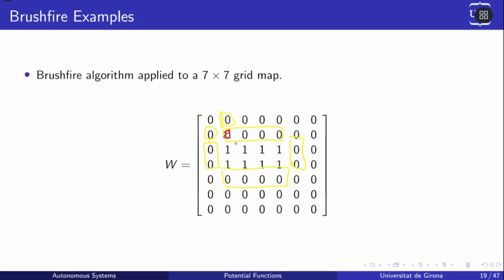This is already in the queue, this is already in the queue, this is already an obstacle, then nothing happens. Add them in this queue, okay? Then I will do the same for that, and I will add here. I will do the same for that.